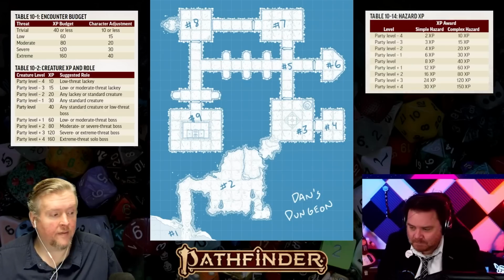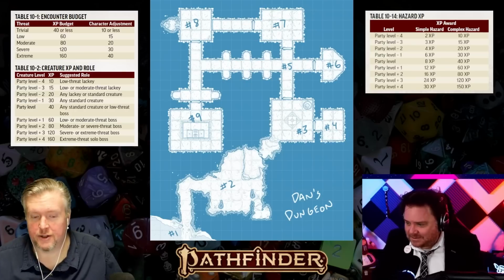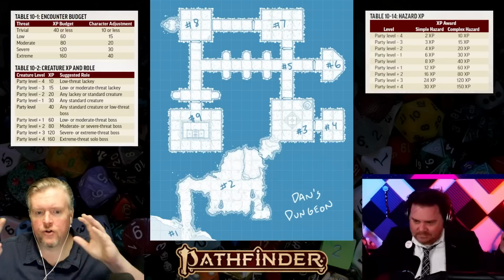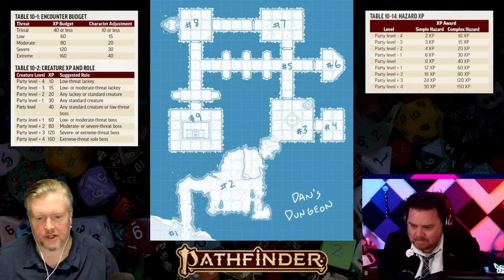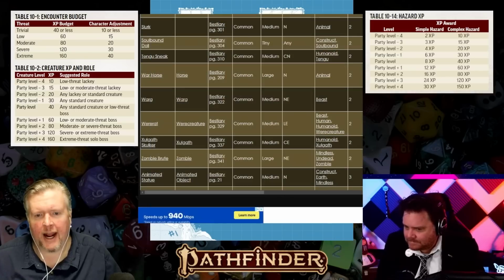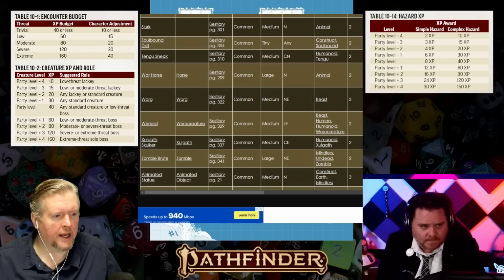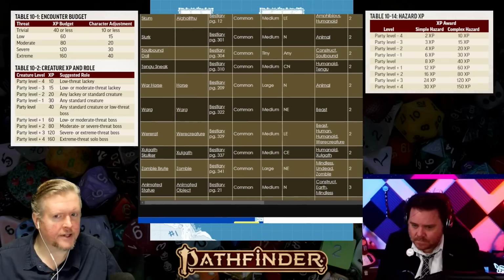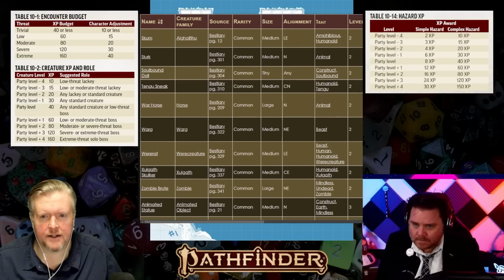So I have an idea. I want to play with what you're talking about here. So you'd look through the encounter charts. I'm going to go back to these encounter tables. And mind you, I'm just playing with slightly off screen. There we are.